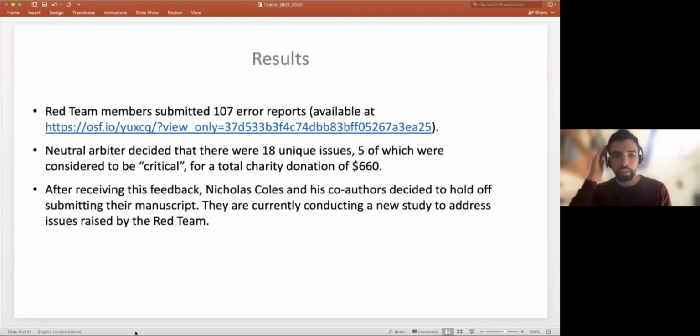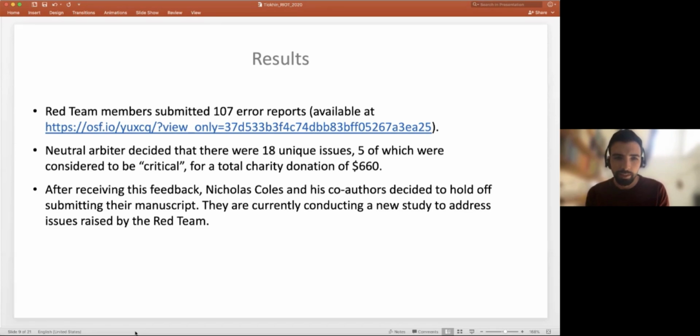So at the end of 3 weeks, it ended up that the Red Team members submitted a total of 107 error reports. Now, this doesn't mean that they found 107 errors. It means there were 107 things that they thought were worth enough to submit an error report. And so Ruben went through these 107 error reports.